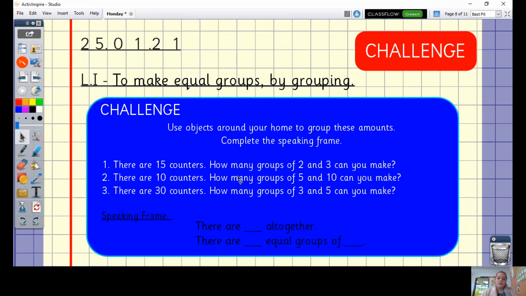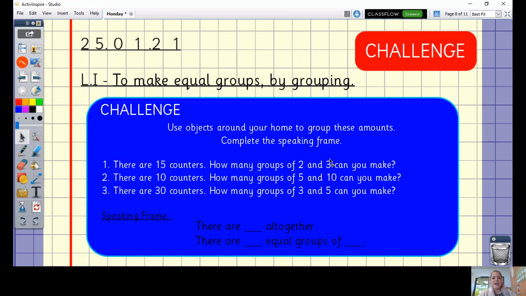You should see, first of all, how many groups of 2 can you make with those 15? And then, how many groups of 3 can you make? Maybe wonder if those groups are both going to be equal, or maybe you might have some left over. That's a little bit of a challenge for you there.